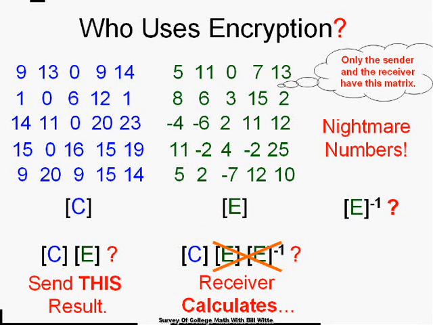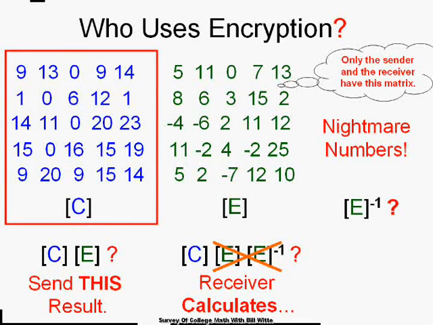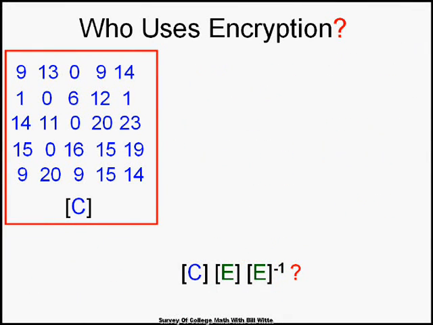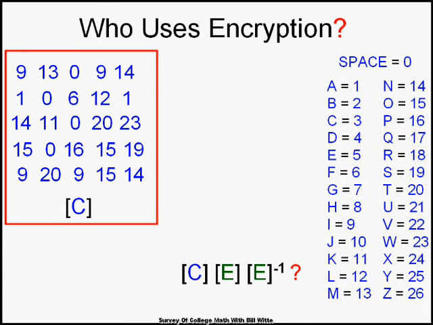Those two would cancel out, and they would have the original code, which they could then go backwards and figure out what the message was. Well, everybody has that, and this is a very basic code, but it can be encrypted so that no one could figure out what it is.